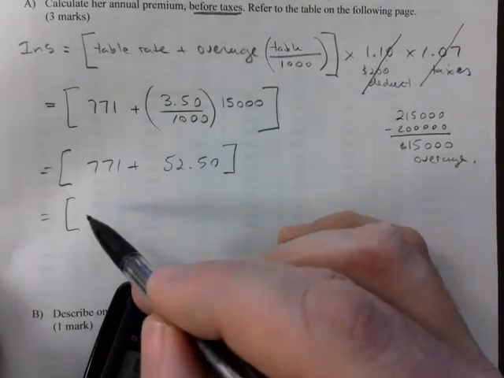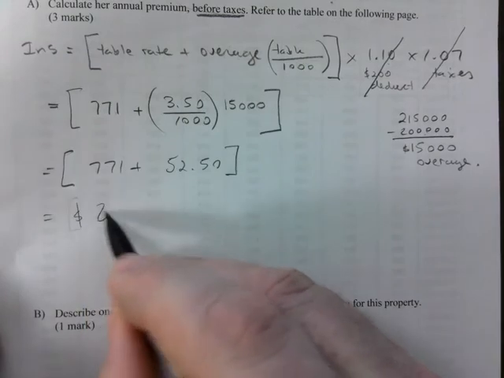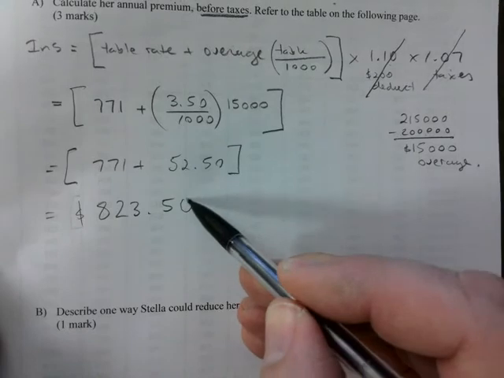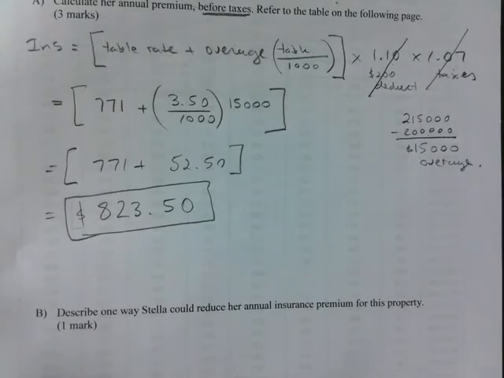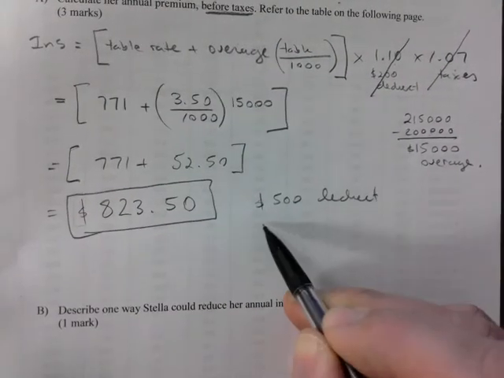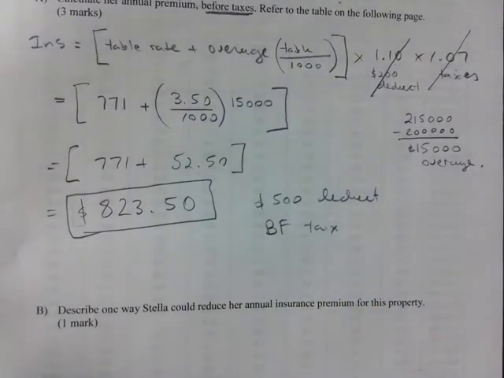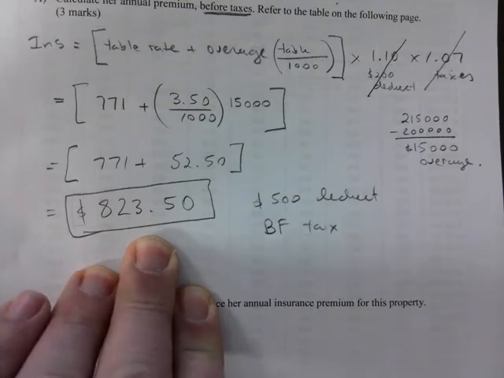So that's 823. I don't need the square brackets anymore, sorry. 823.5 on my calculator, and I'm going to make sure I add that. This is a $500 deductible, and it's before taxes. Keep that in mind, right? If the question had said after tax, I would have had to multiply this by 1.07. Taxes are only 7% on insurance, okay?